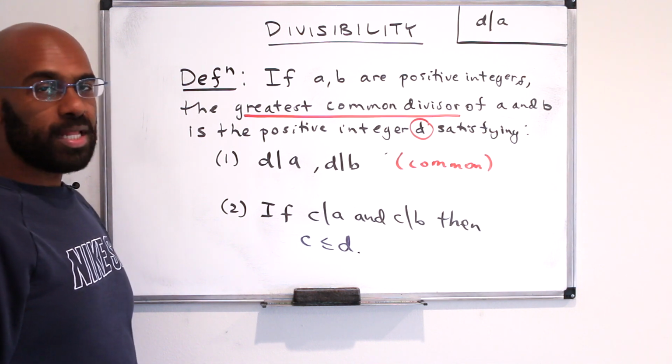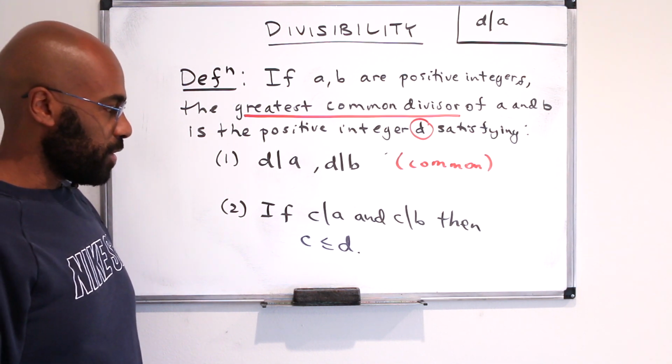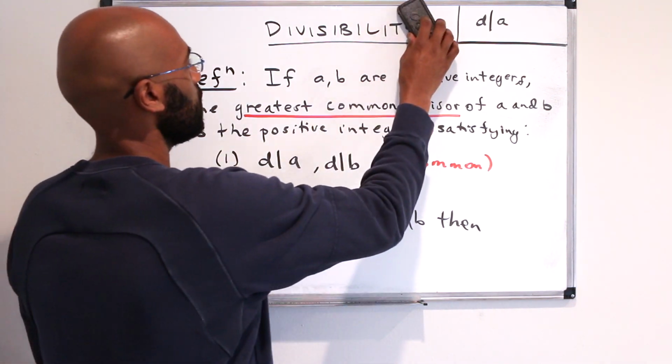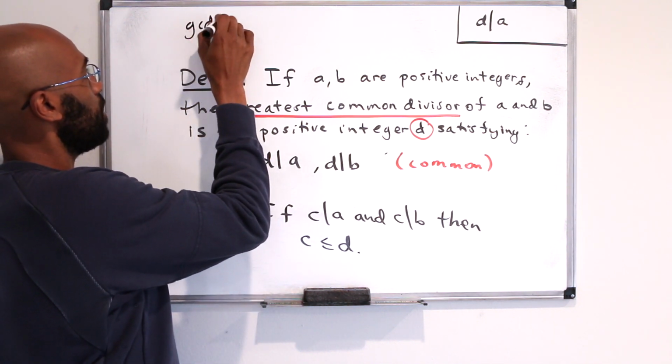Okay, so let's look at an actual example of seeing how to develop the greatest common divisor of two numbers using this idea. So let's look at the greatest common divisor of the two numbers 18 and 12.